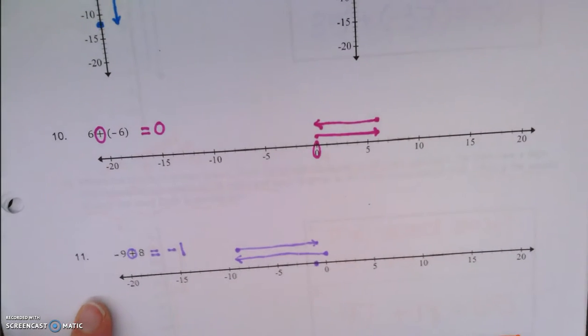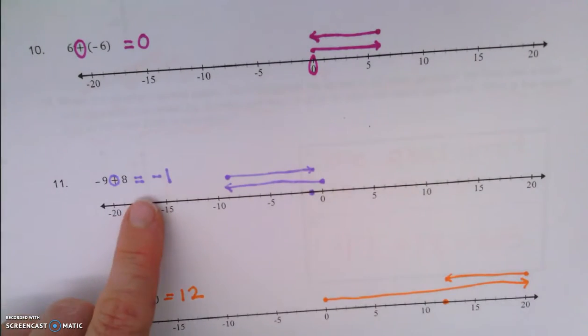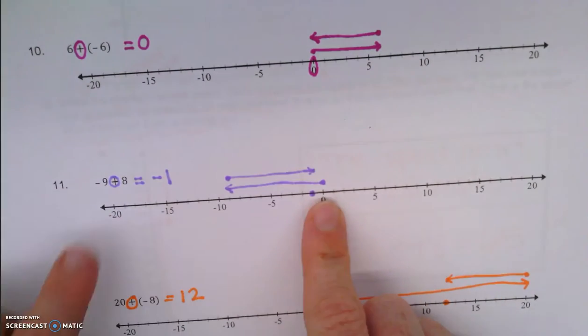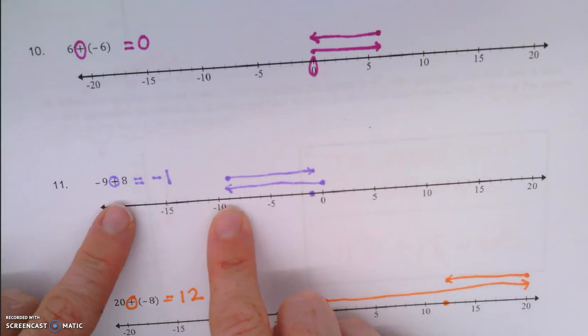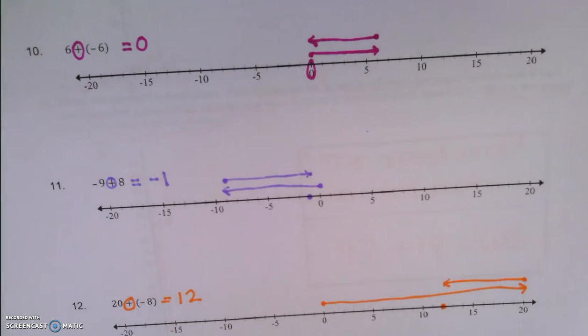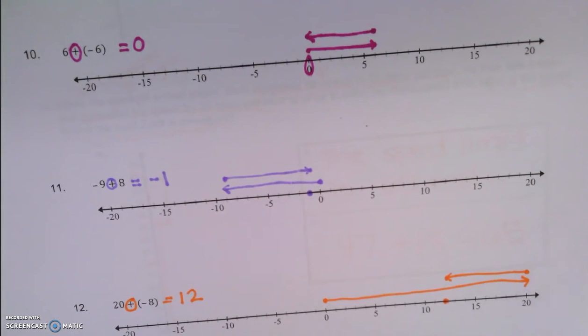On number 11, our sum is negative 1. We started at 0, we had to go left 9, and then we had to go right 8 to end up at negative 1. We're at negative 1 because we're to the left of 0. Great work. Let's turn the page.